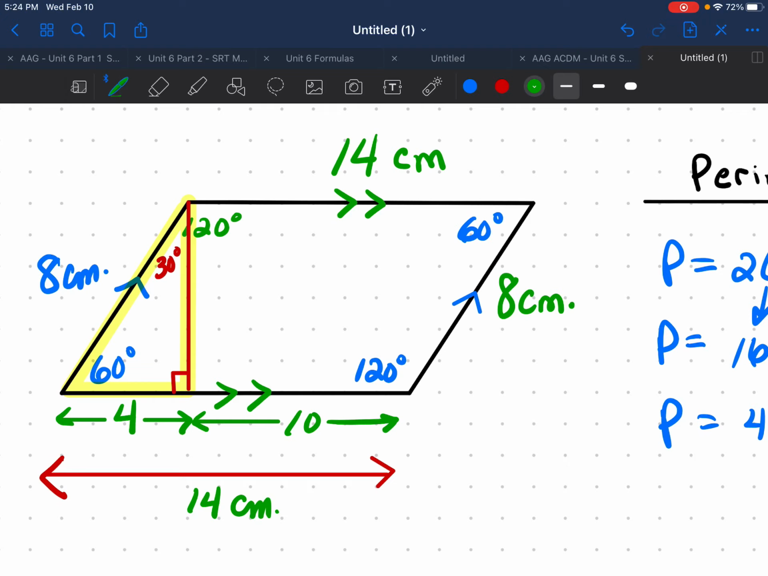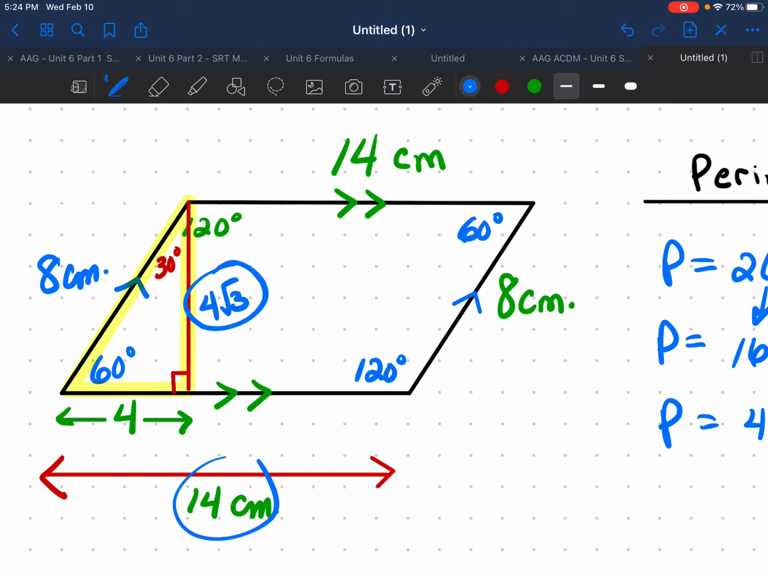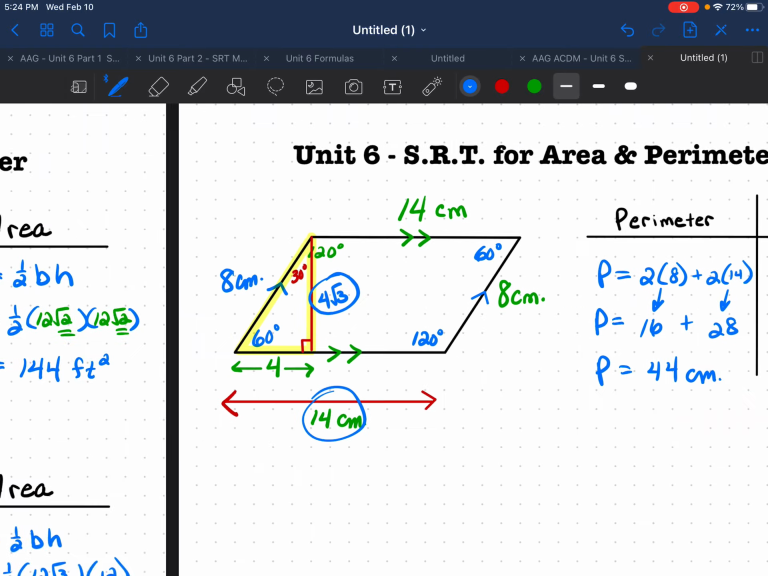There's no reason to break that down because, ladies and gentlemen, the purpose of what we just did was to get the base 14 and the height, which I forgot to finish. So we're going to take 4 times radical 3, and that's going to give us the height. Okay, so with a base of 14 and a height of 4 radical 3, let me go back over here to my area.